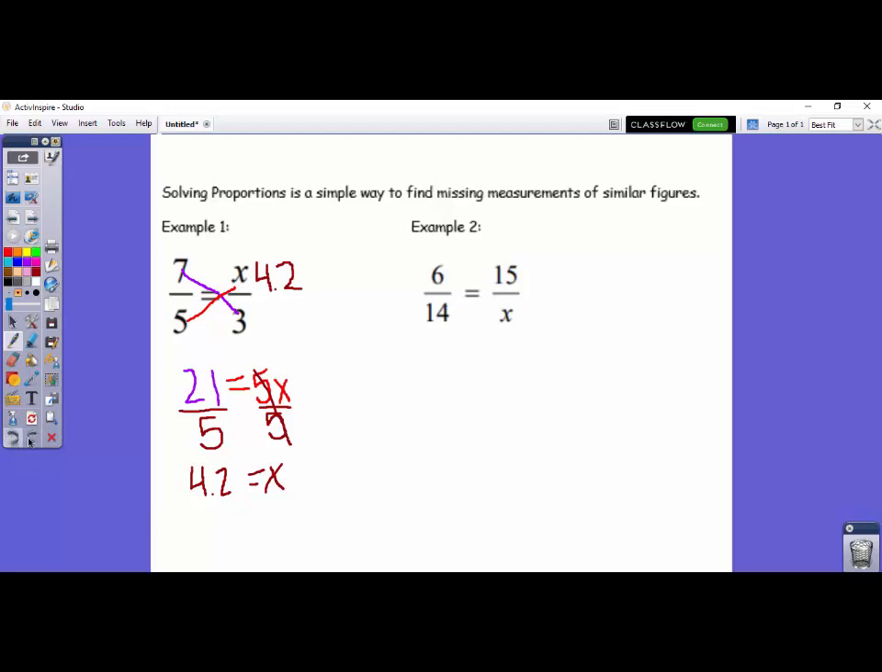Okay, now if I look at the next one, example 2, I'm going to look at the two numbers that I've been given and multiply those across from each other. Diagonal, 14 times 15 is 210. And then I look at 6 times x, which is 6x. And there's my one-step equation. So to undo 6 times x, I'm going to divide both sides by 6. And 210 divided by 6 is 35. So the missing value for x is 35.